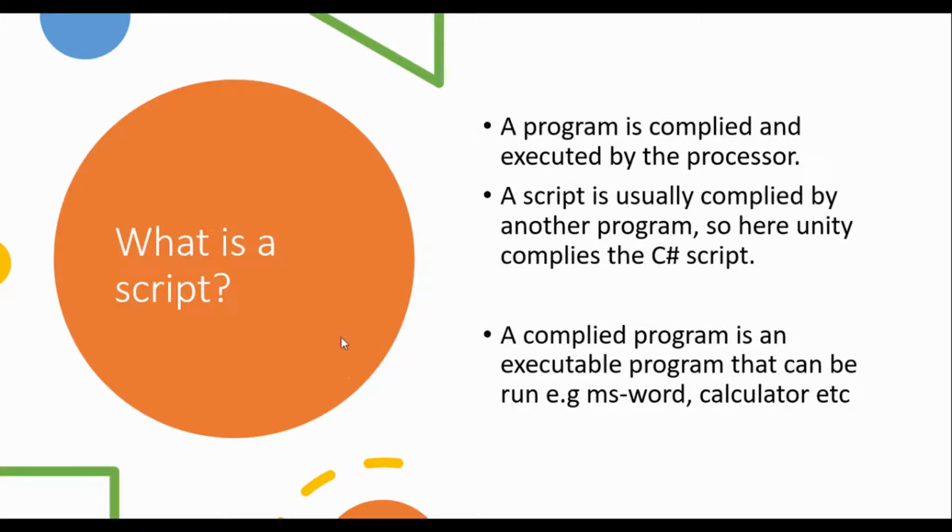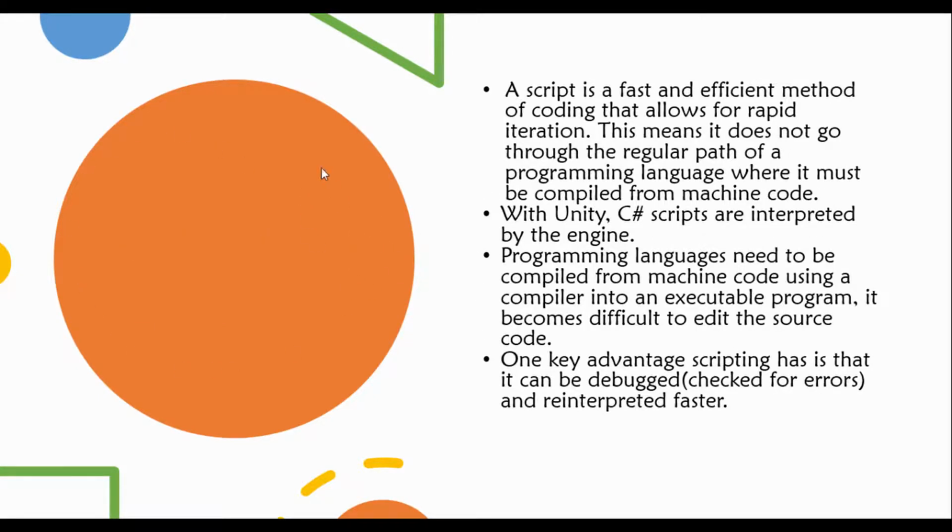A script is compiled by another program, just like we mentioned right now, C#. Unity compiles C# scripts. A compiled program is an executable program that can be run. For instance, you have your Microsoft Word, your simple calculator. When it's compiled, it gets built into an executable program. A much more symbolic definition for a script is that it's an efficient method of coding that allows rapid iteration.